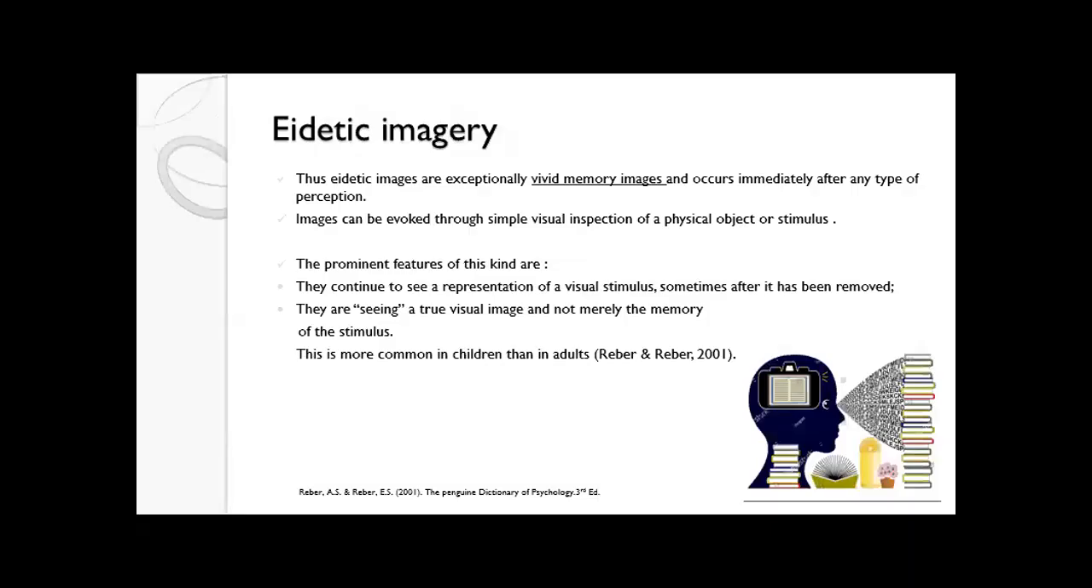Then there is eidetic imagery. This is a vivid memory image that occurs immediately after any type of perception. It can be evoked through simple visual inspection of physical objects or stimuli. The prominent feature of this imagery is that people continue to see a representation of the visual stimulus sometime after it has been removed. They are seeing a true visual image and not merely the memory of the stimulus. This is more common in children than in adults. This is also called photographic memory.